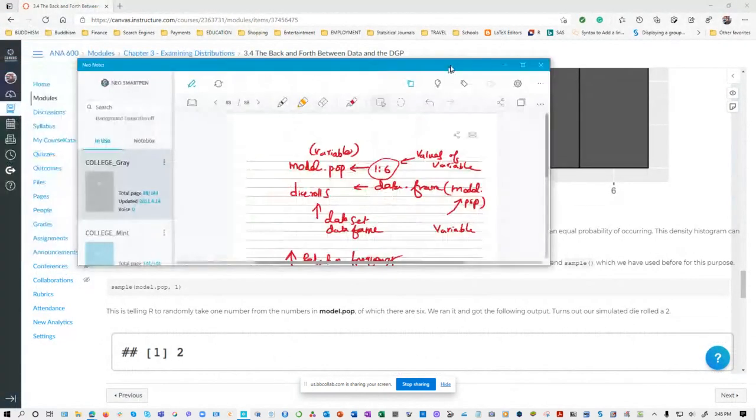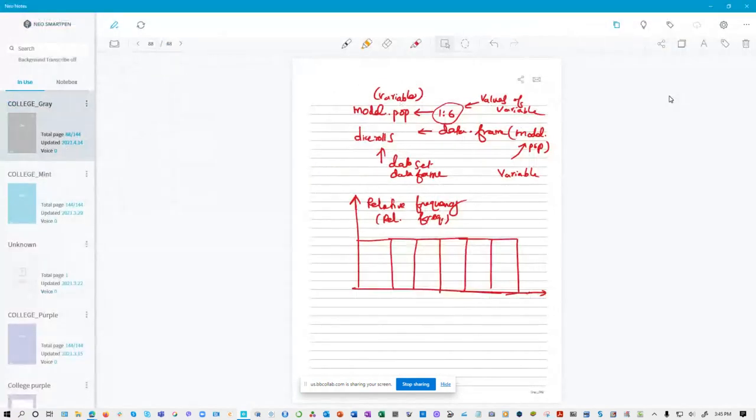Model pop, variable name. Its values are 1, 2, 3, 4, 5, 6. It's going to be what? 1/6. Everything has the same value, which is 0.117. If you round that to 2 decimal places, that would be your histogram. Like that.